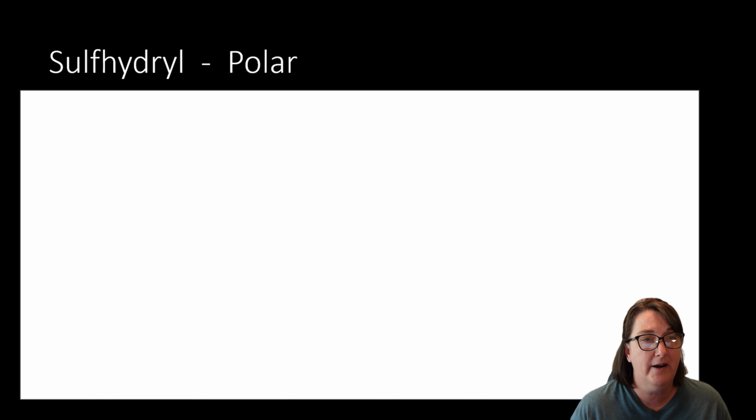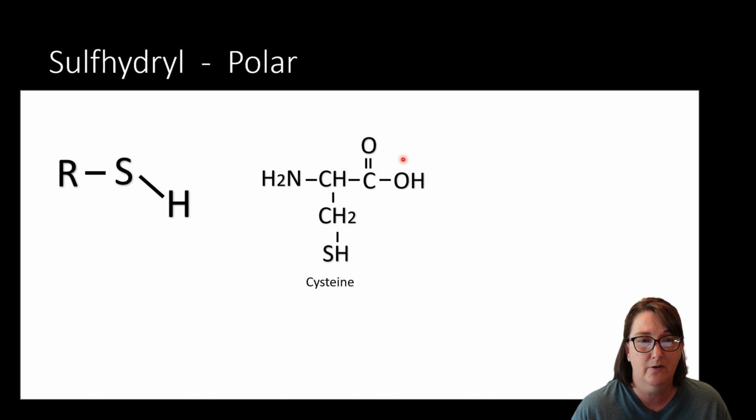All right, sulfhydryl, these are going to be polar. So I'm looking at something that is going to have an electronegative charge. Here I have my R group. This is going to be my molecule. I'm going to have a sulfur and a hydrogen attached. Sometimes it might be an S and an H together. This right here is all that would be my R group. Okay. This part over here is my sulfhydryl group.